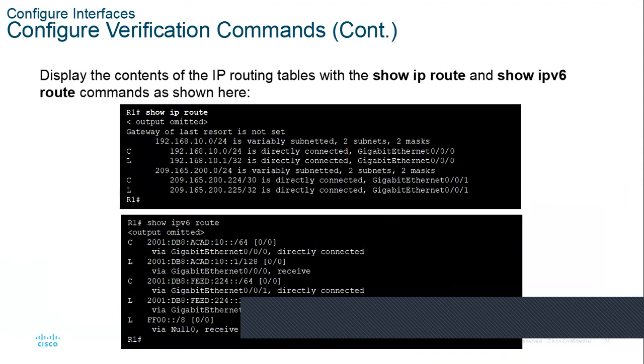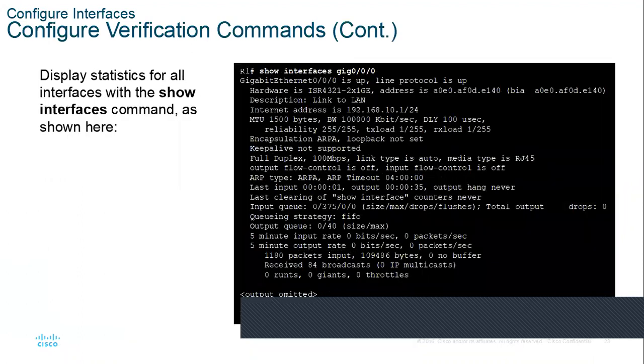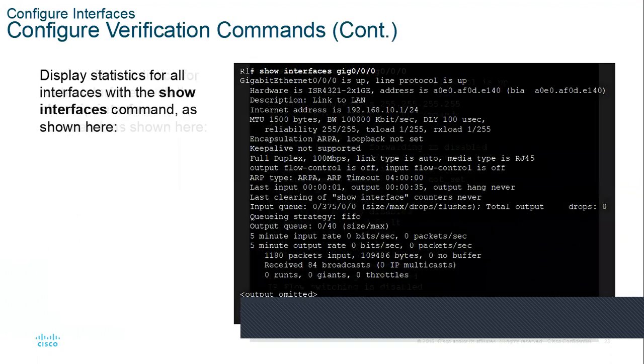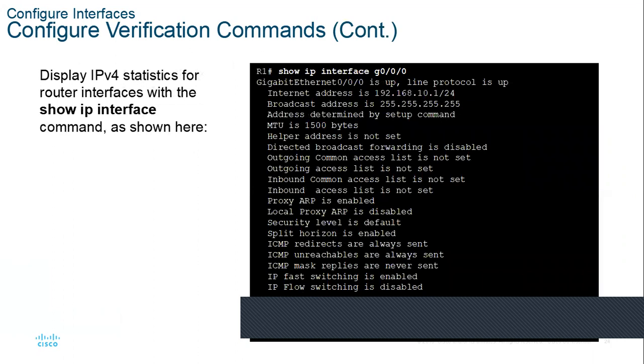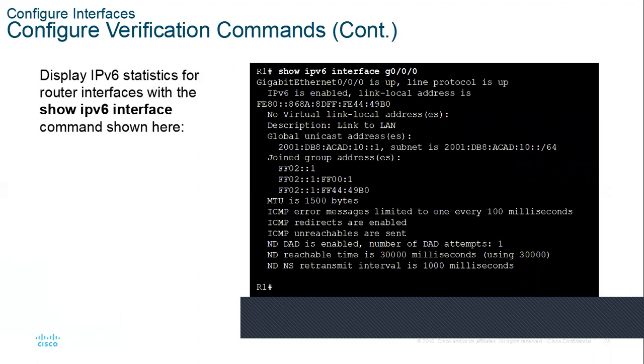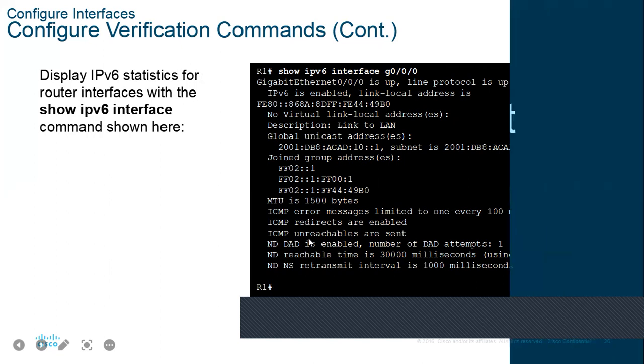Show ip route, same thing with the explanation. Show interface for that particular interface. Show ip interface for this particular interface. You get the details. Show ipv6 interface for this gives you all the details for that particular one.